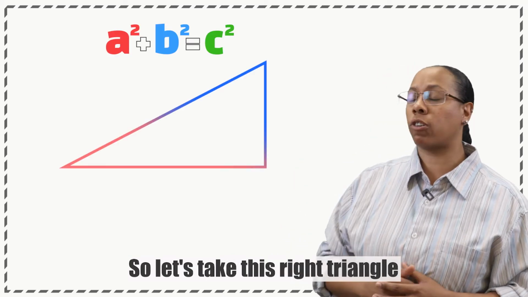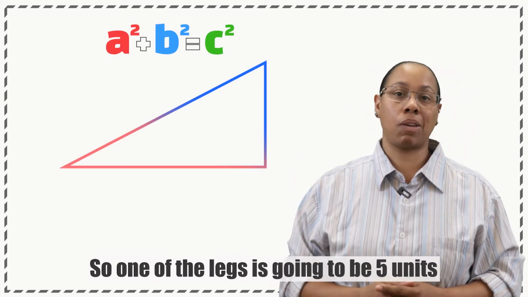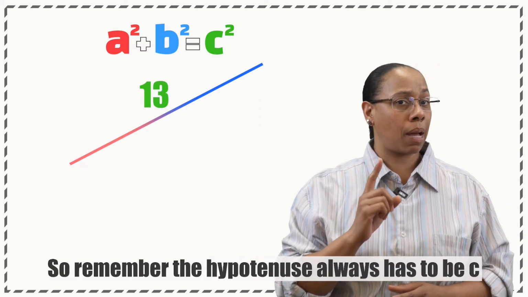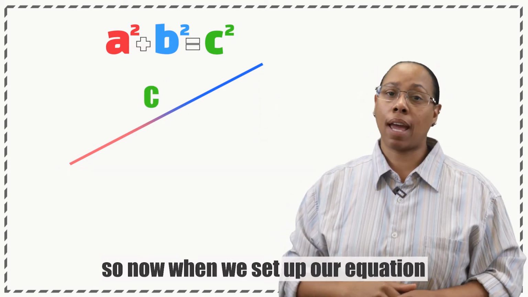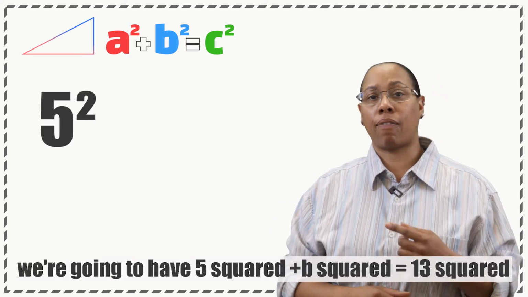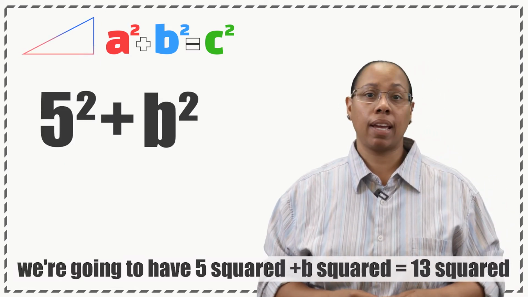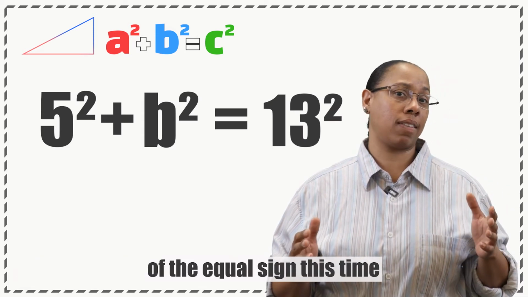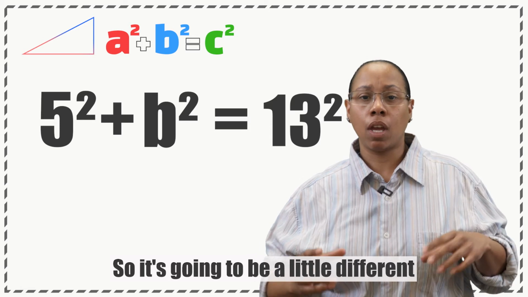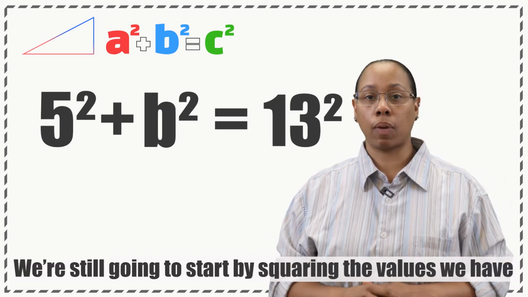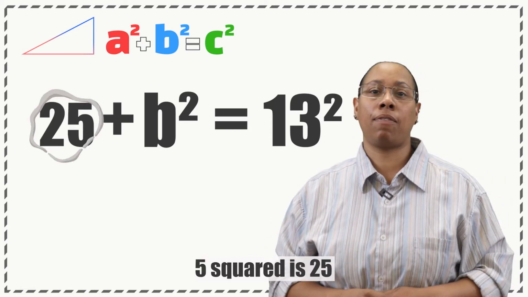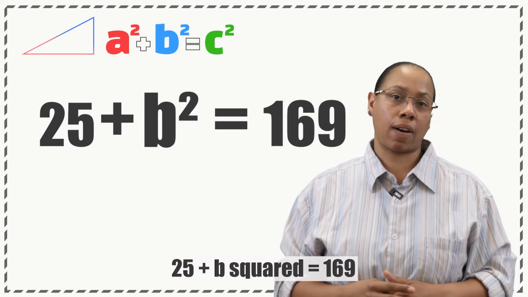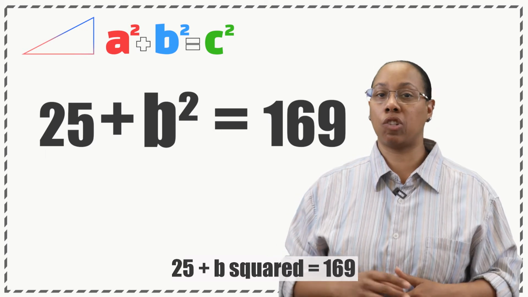So let's take this right triangle. So one of the legs is going to be 5 units, and we see our hypotenuse is 13 units. So remember, the hypotenuse always has to be c. So now when we set up our equation, we're going to have 5 squared plus b squared equals 13 squared. Notice our numbers are on opposite sides of the equal sign this time, so it's going to be a little different. We're still going to start by squaring the values we have. 5 squared is 25. 13 squared is 169. So that gives us the equation 25 plus b squared equals 169.